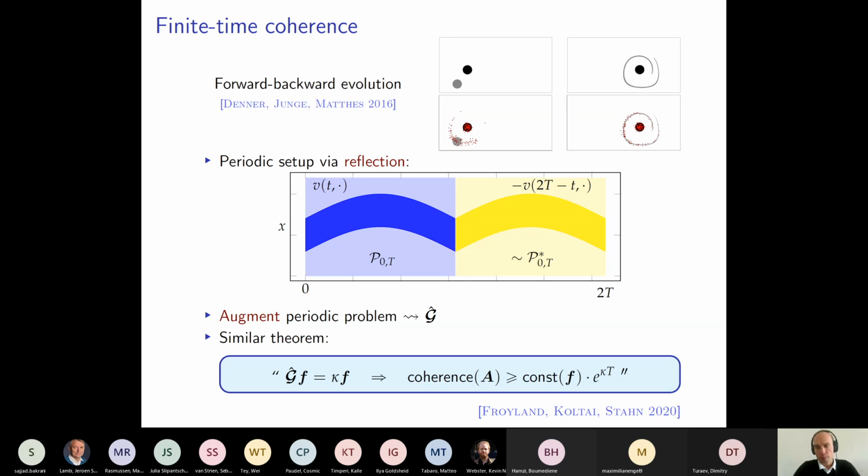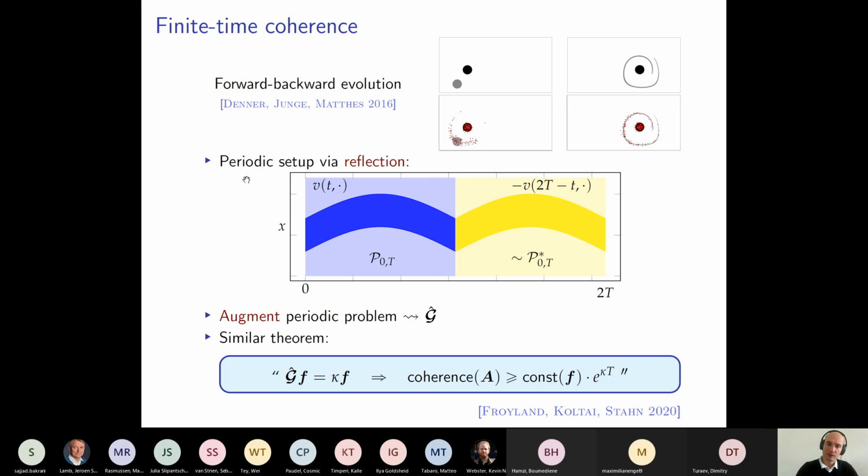All right. So this was the periodics, I think. Can we do more? Is the next question. Yes, we can. We can also approach the finite-time coherence setting with this. Recall we had this forward-backward evolution illustrated by this picture. We flow forward, we apply noise and move backward. Actually, we can apply noise continuously during the forward and during the backward evolution as well. And this is what has been considered by Andreas Denner, Oliver Junge, and Daniel Mathis before.